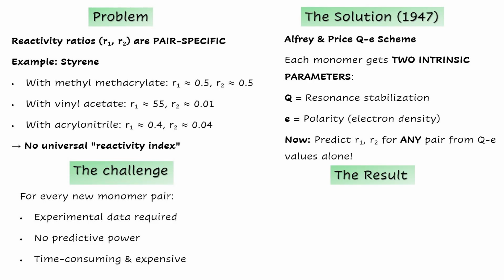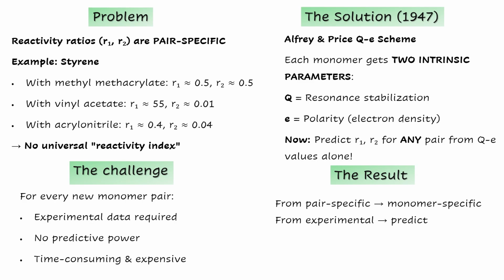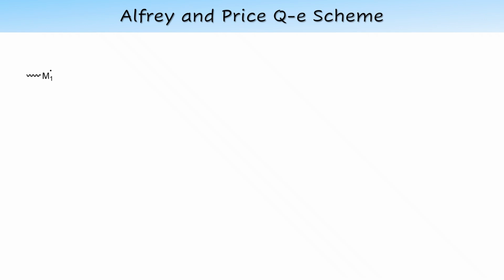So, what did this give us? A shift from pair-specific data to monomer-specific parameters, from purely experimental to genuinely predictive, from an empirical description to a fundamentally insightful model. Now, let's look at how Alfrey and Price built their model.